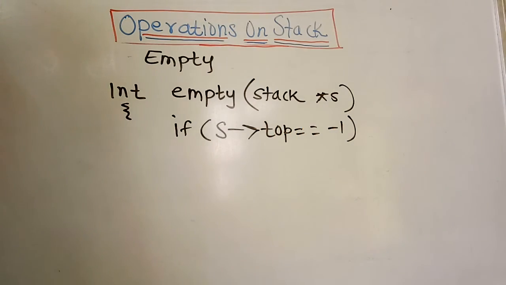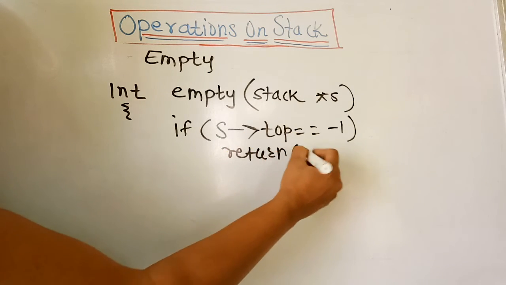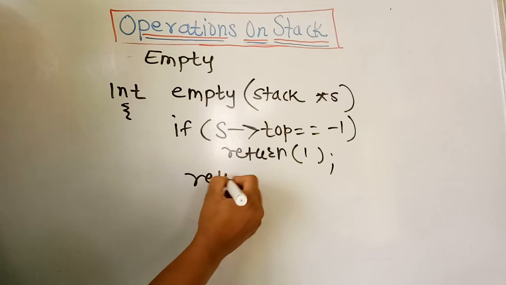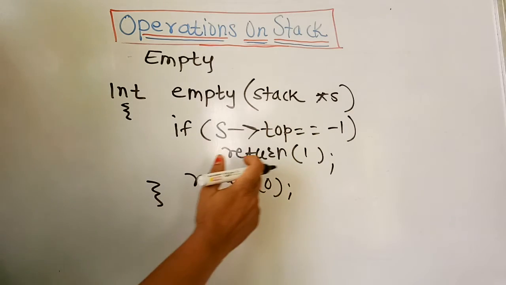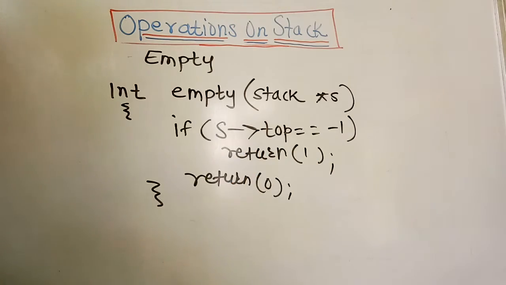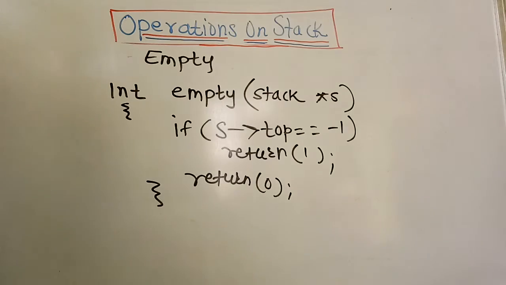When it is minus 1, our stack is empty, so we will return 1. Otherwise, we will return 0. Returning 1 means the stack is empty. Otherwise, if it is not minus 1, it returns 0, meaning the stack is not empty.